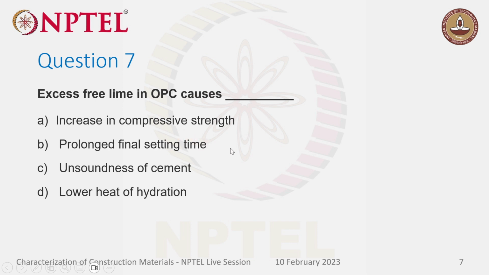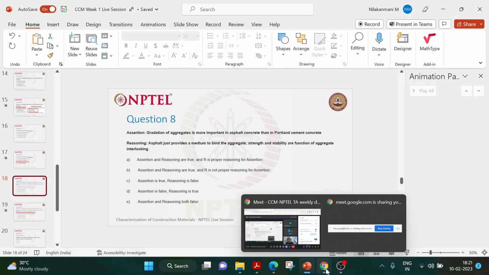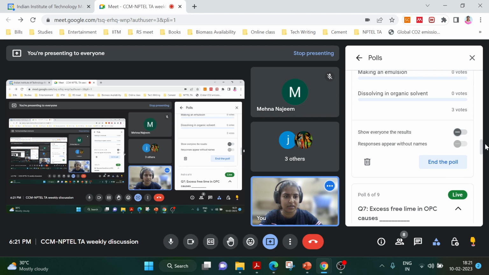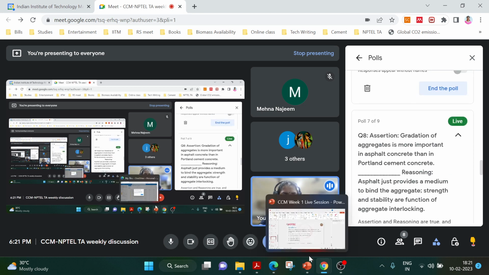So the correct answer is unsoundness of cement. We normally check for free lime by the soundness test, and we use the lime saturation factor to check whether free lime is there in OPC or not. Now moving to question number 8. This is an assertion-reasoning type of question. Before that, let me check your responses from the polls. Okay, most of you gave the right answer. Fine. Let me move to question number 8 now.